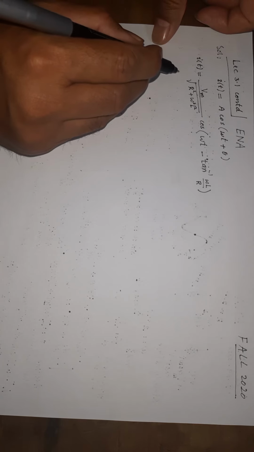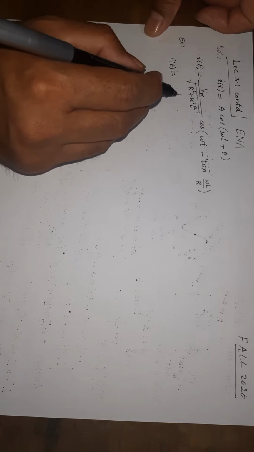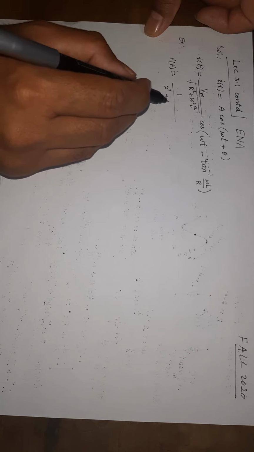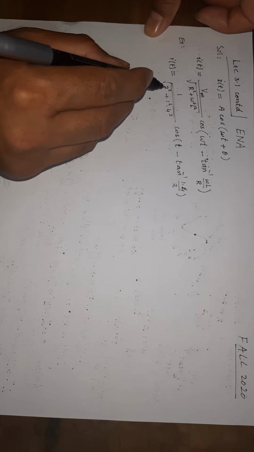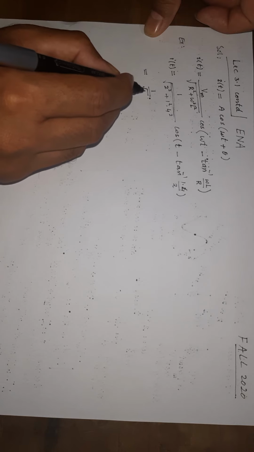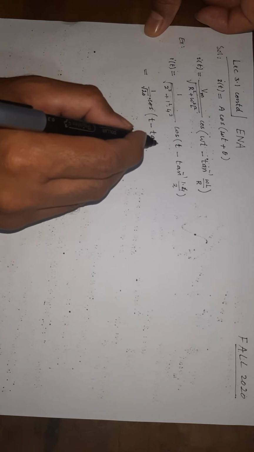So if we take the example that we tried to see with the magic that we have learnt, then for the example, i(t) would be equal to Vm, Vm was 1, R was 2, that same thing, 2 squared plus 1 squared times 4 squared, square root, cos of 1t minus tan inverse of 1 into 4 over R, which is 2, and we are going to get this 1 over square root of 20 cos of t minus tan inverse of 2.